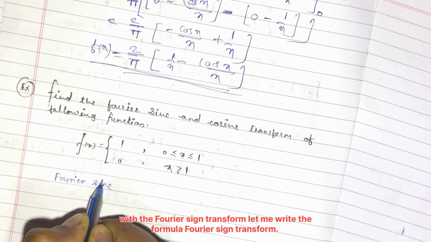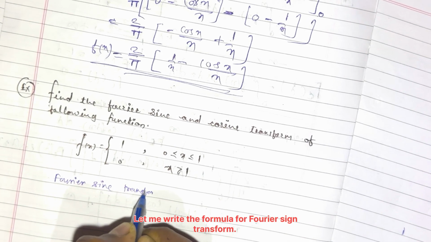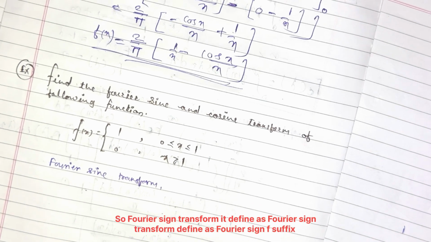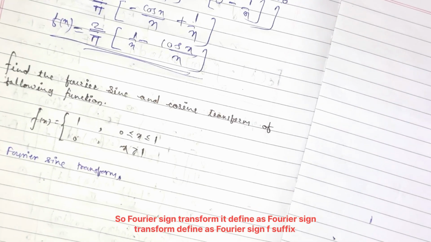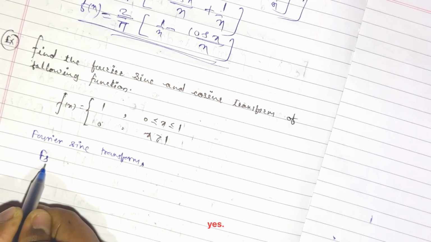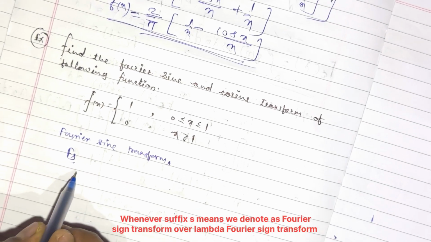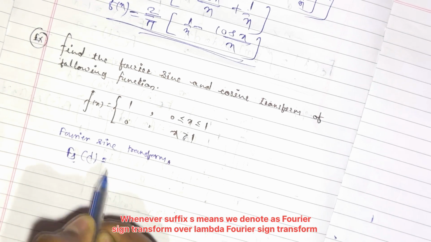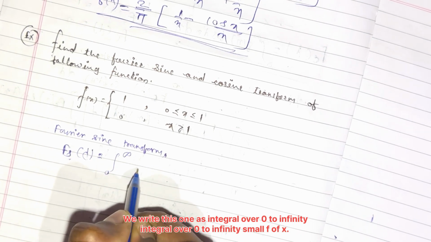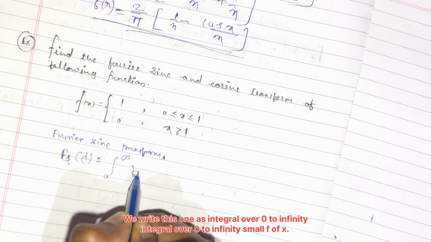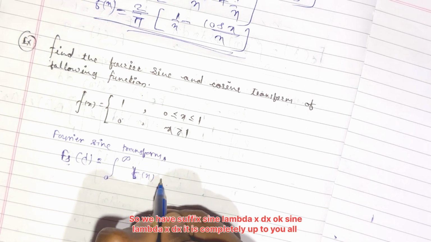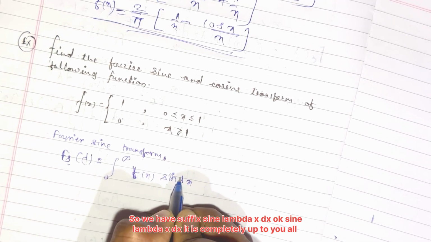The Fourier sine transform is defined as F suffix s, where the suffix s denotes Fourier sine, of lambda. We write this as the integral over 0 to infinity of small f of x sine lambda x dx.